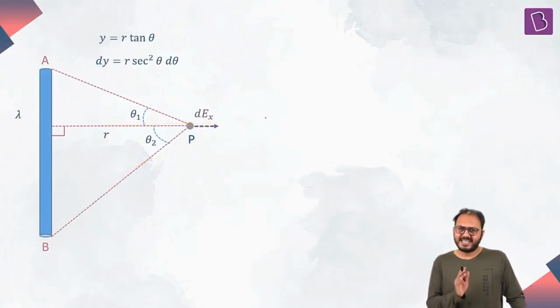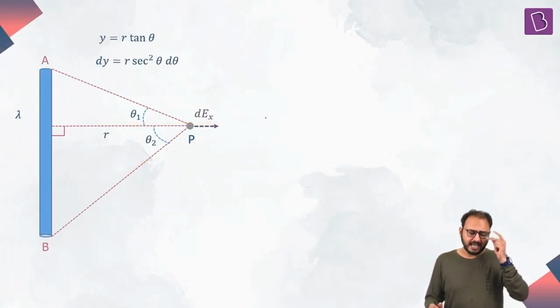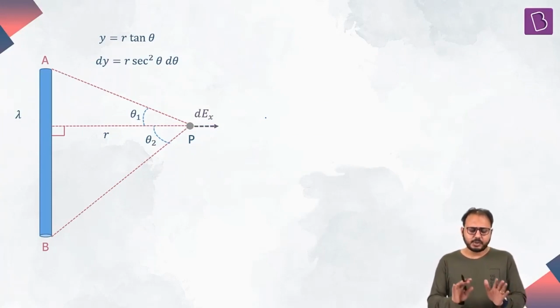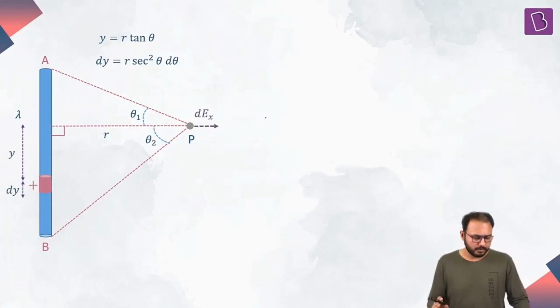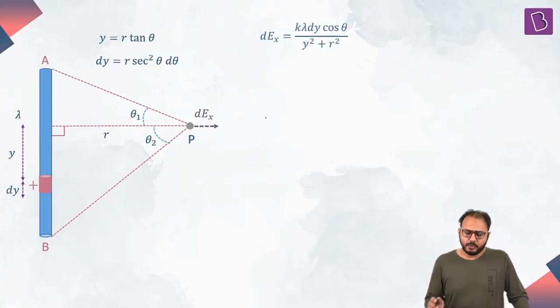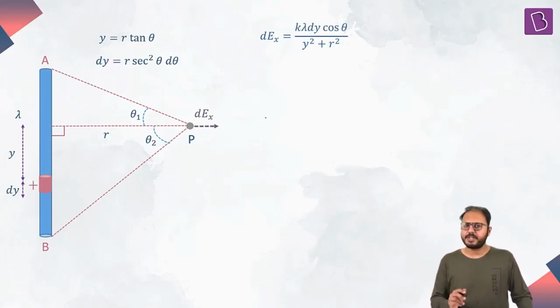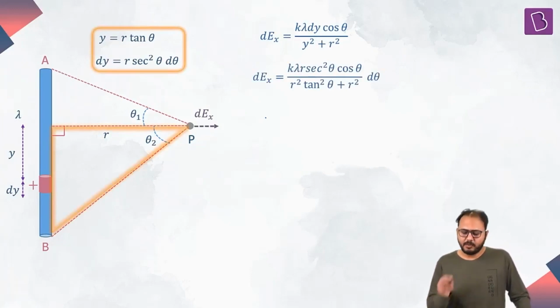Alright. So, let's address the x component first. You can see, for the asymmetrically located point P, the angles are theta 1 and theta 2, deliberately to give you a general case. Okay? y is r tan theta and dy is r sec square theta d theta. All set, and dEx is my component which is normal to the rod. Alright. Then dEx, I put the value k lambda dy cos theta. The dE expression was already there. I put a cos theta to it. Now is the time to make sure everything is in terms of theta. Okay? Put the value and see what happens.